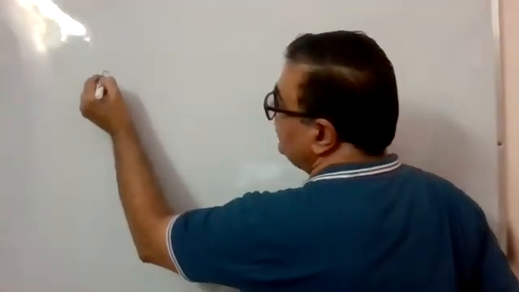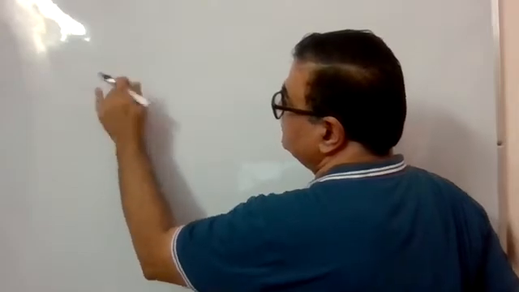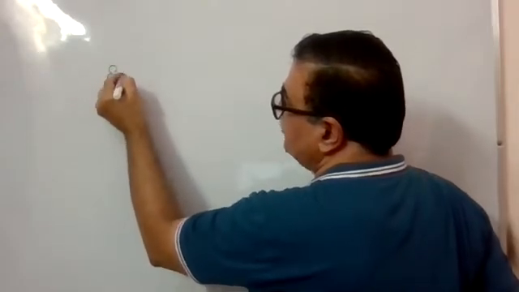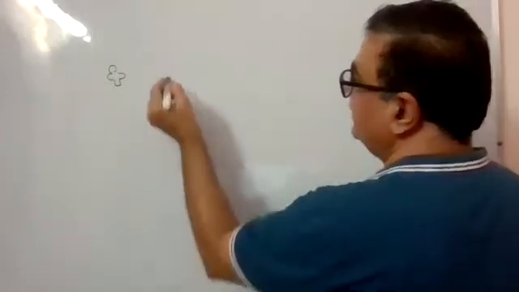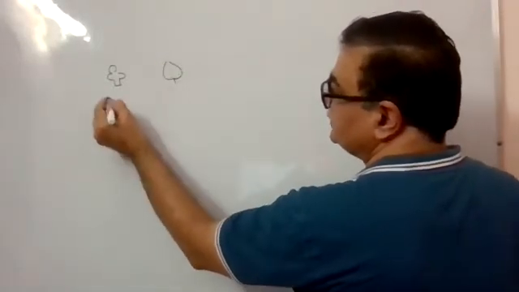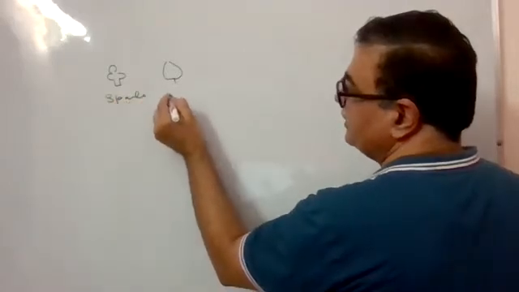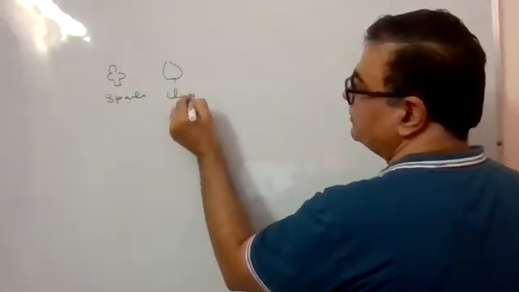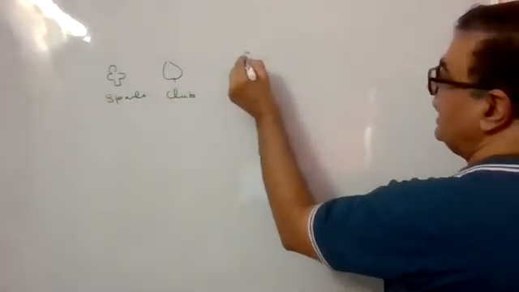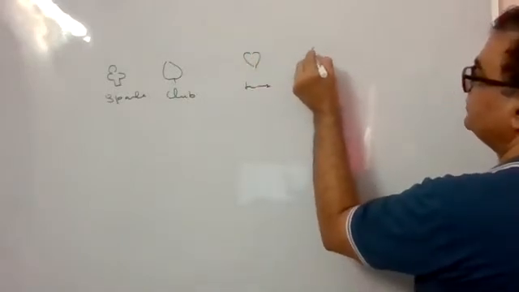You know the playing cards? 52 playing cards are there, and this we call as spade. This will be club. Then we have heart, and then diamond.